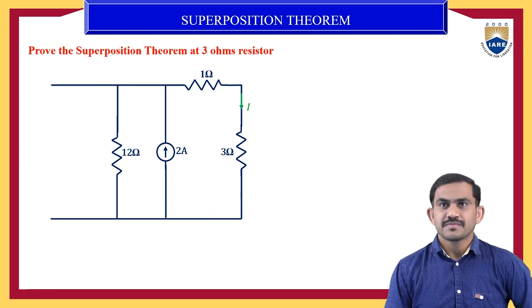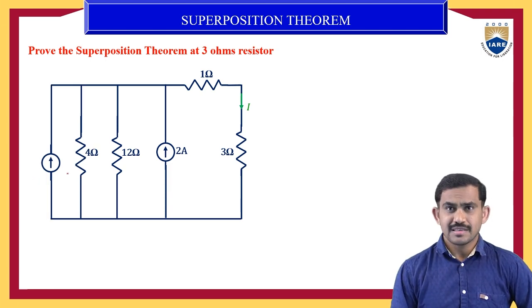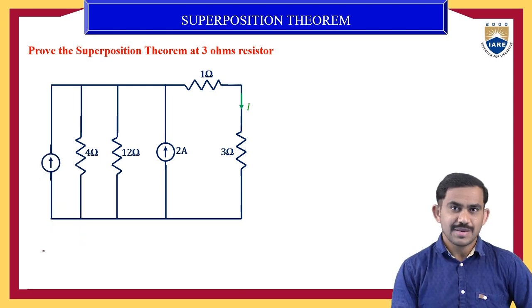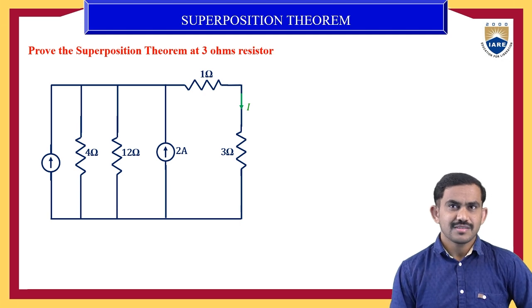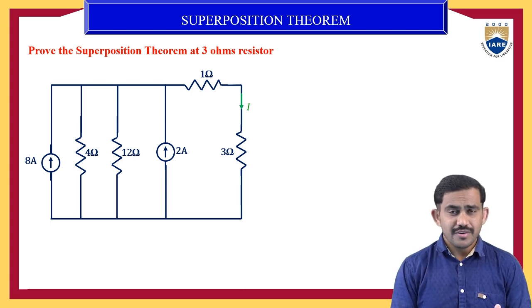So now check it. The current source is in parallel with the same resistor, and the remaining circuit is as it is. Here we have the current source in parallel with the same resistor. Then what about your current value? 8 amps. Simple.